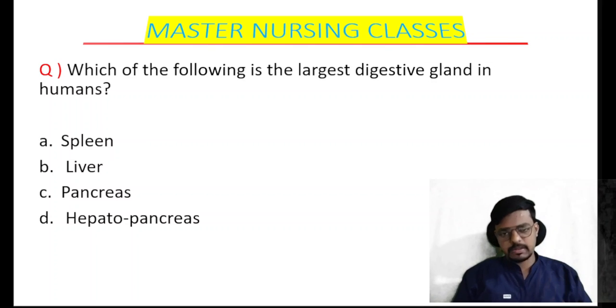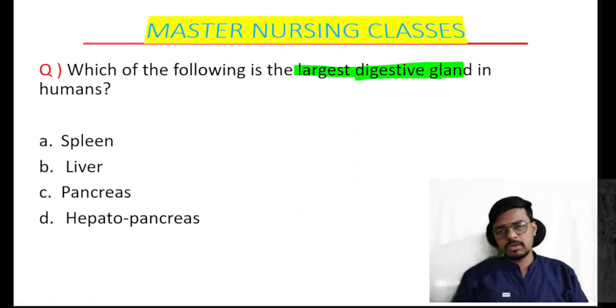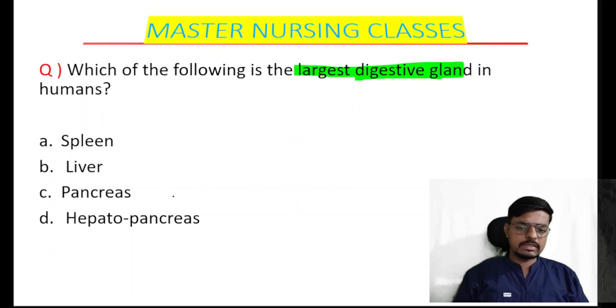Very simple. So the next question for this session is very important. Which of the following is the largest digestive gland? The question is asking about the largest digestive gland in humans. Option A is the spleen, option B is the liver, then pancreas, then hepatopancreas. What is the answer, students? You all are very good students.